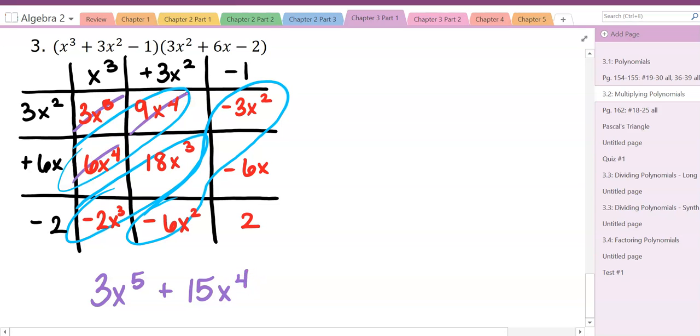Now my x to the thirds, I have -2 and an 18. So that's going to become positive 16x to the third. X squareds, we have -6x squared, -3x squared. So that's -9x squared. And then we have the -6x kind of all by itself and the +2 all by itself.